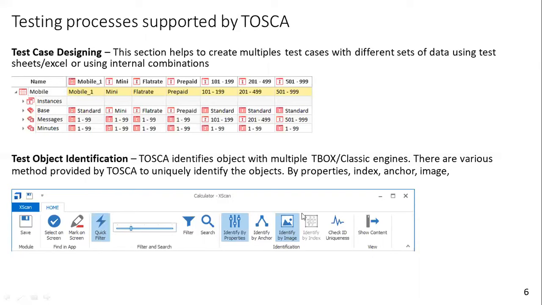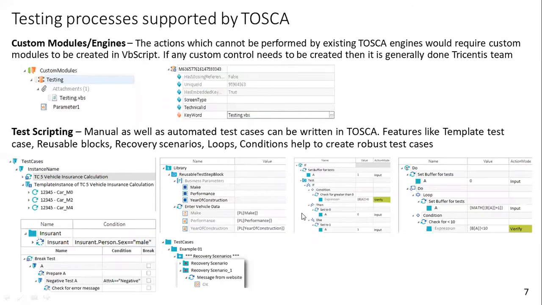If I move on now, somebody in the industry might have told you that TOSCA does not require any coding and all. If somebody says that, you can say no, in TOSCA you can do coding. How can you do coding? There are two ways. Here I have replicated only VB script, but you can write code in VB script and you can tell TOSCA what you need to do.